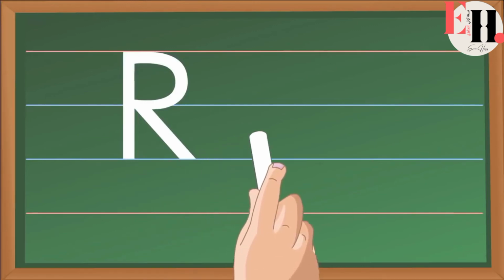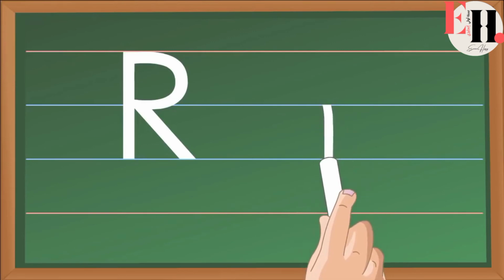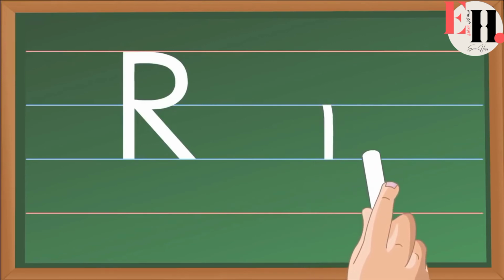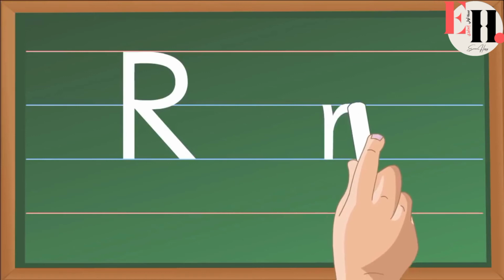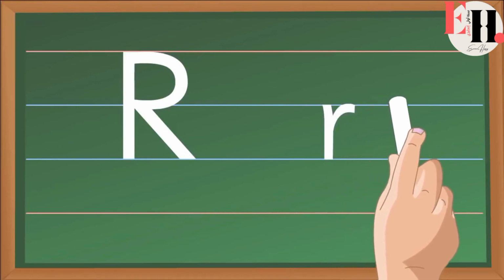Small r. Start from the middle and draw a standing line to the bottom. Again, go to the middle and draw a small curl towards the right.